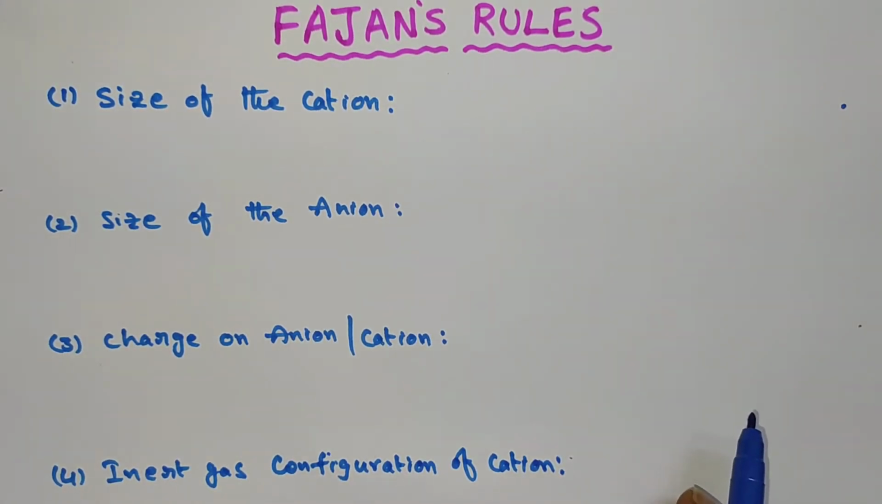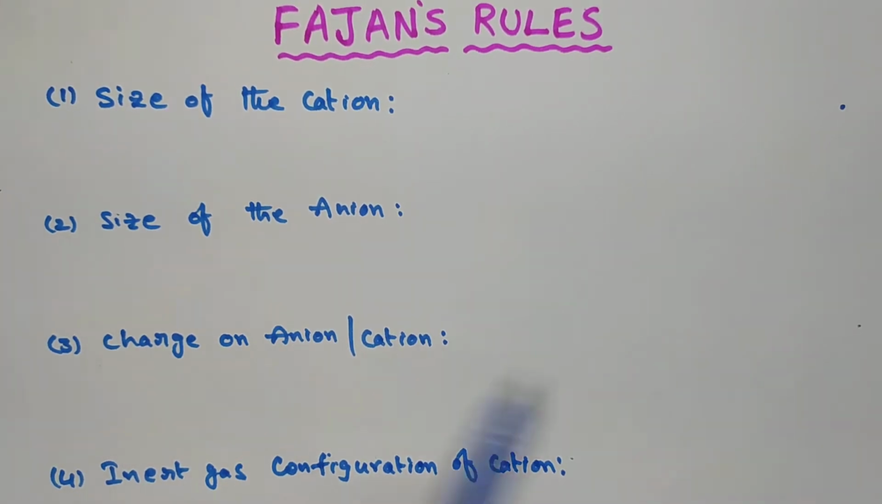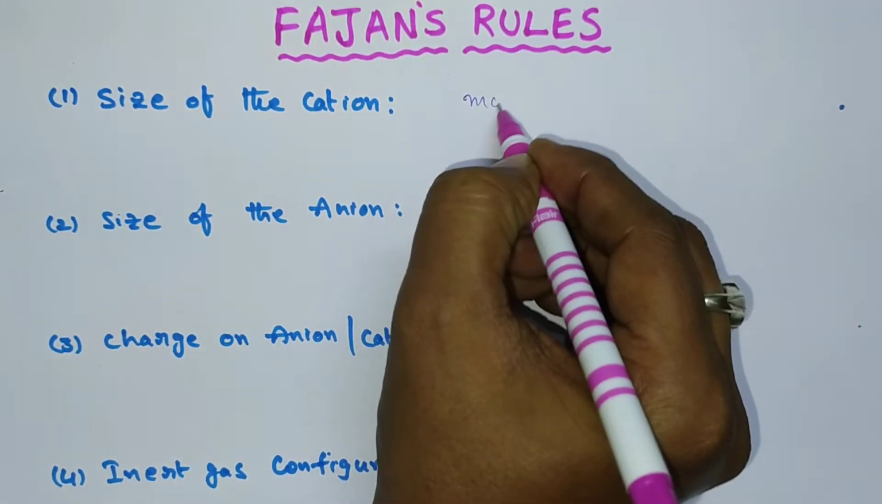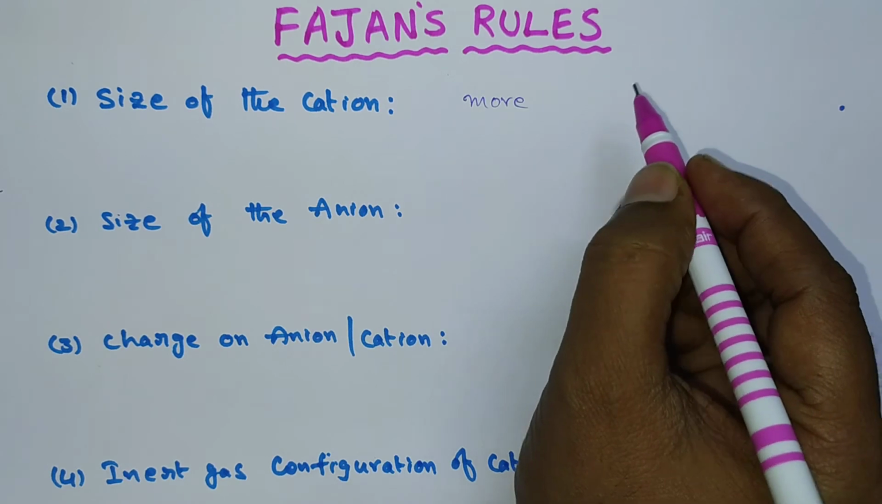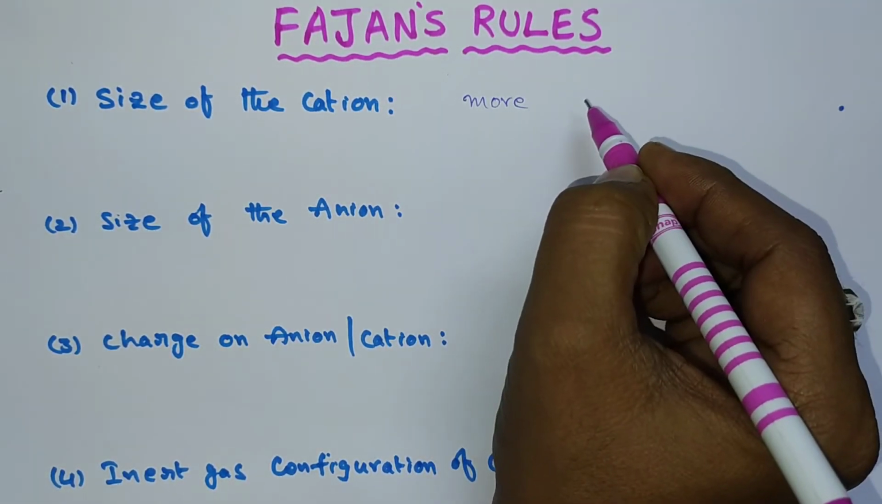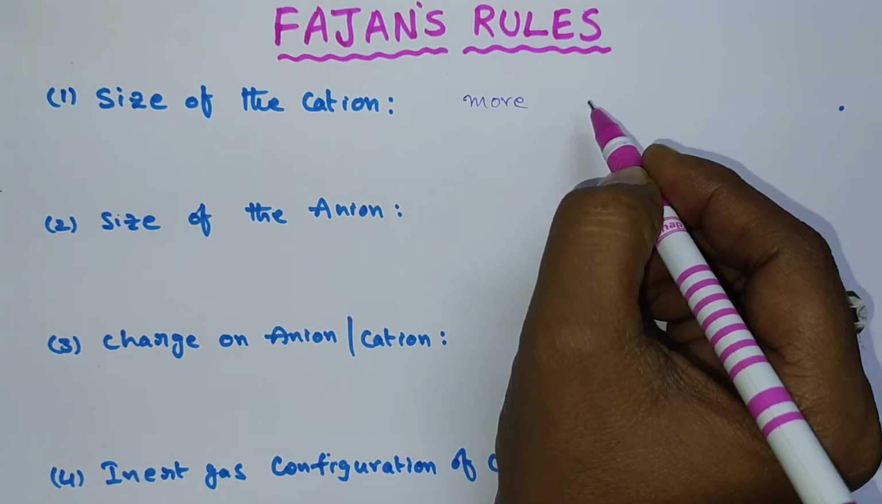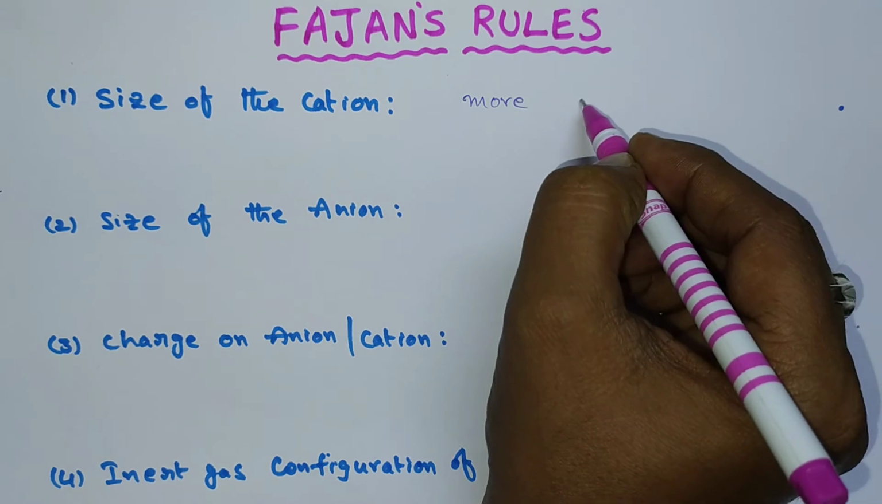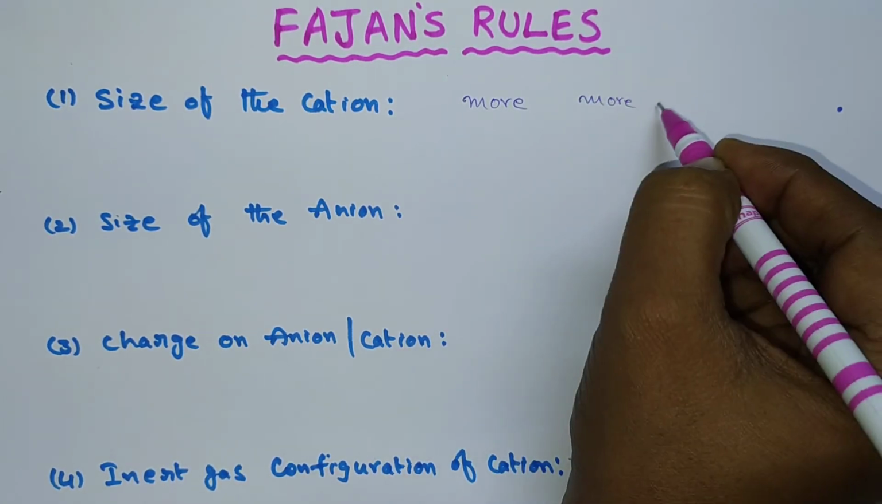In order to predict whether the given molecule is either ionic or covalent, we have to consider these four factors. The first one is size of the cation. If the size of the cation is more, then the molecule exhibits more ionic character. If the size of the cation is more, then the molecule will exhibit more ionic character.